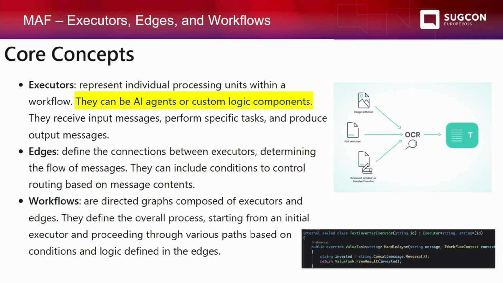And equally, you might not want to use an agent for everything. OCR is a good example, but there are lots of legacy AI services that can achieve that. You don't necessarily need to pass off to an LLM to identify if there's text in an image. Then you've got edges. Edges are effectively defining the connections between the executors and the order that they will run in. And then your workflows are bringing all of those three concepts together, and also giving you a graphical UI to show how they're interacting with each other.